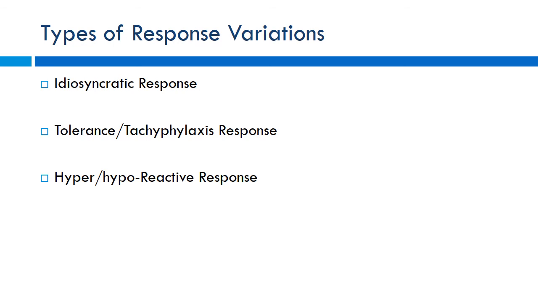So we'll look at some of the different types of responses we can see here. There's idiosyncratic responses, which we're going to say, we don't really know why they happen. We'll talk about tolerance and tachyphylaxis. And we'll talk about hyper and hypo-reactive responses.